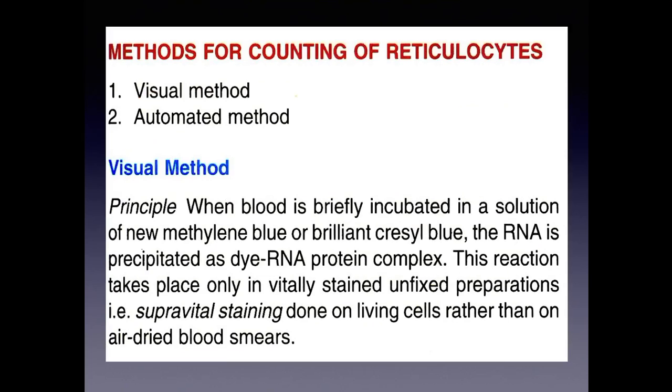When it comes to the visual method, the principle is that it is stained by a supravital stain, which is done on living cells rather than air-dried blood smears. So we need to use a special stain like brilliant cresyl blue, which can stain the RNA. With brilliant cresyl blue, the RNA is precipitated as a ribonucleoprotein complex.